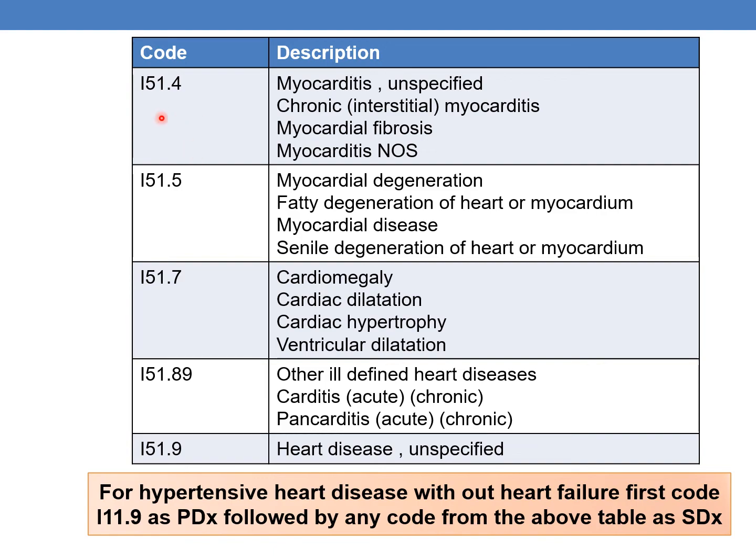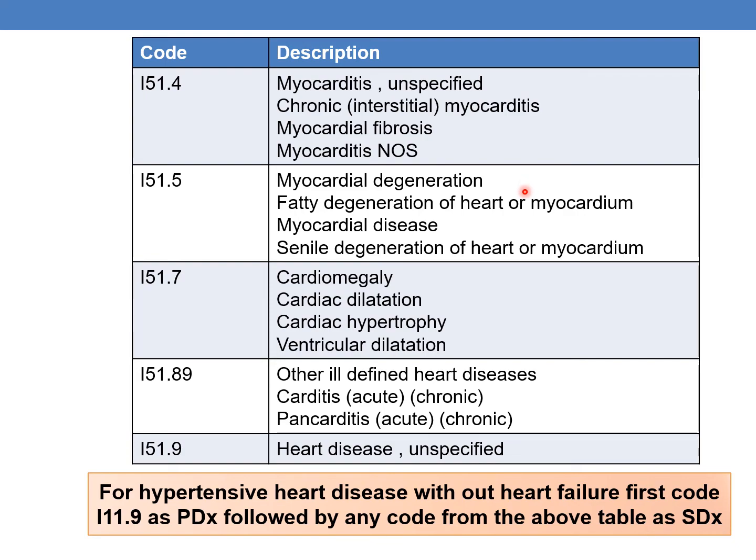The conditions are I51.4, which indicates myocarditis unspecified. If the physician documents chronic myocarditis, chronic interstitial myocarditis, then also you need to code this code only. If the physician documents myocardial fibrosis or simply myocarditis NOS, for all these terminology you need to code I51.4. And coming to I51.5, it indicates myocardial degeneration.